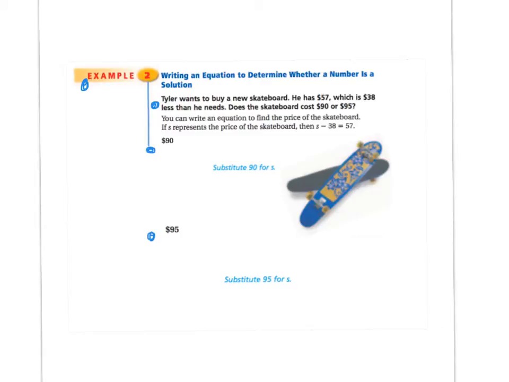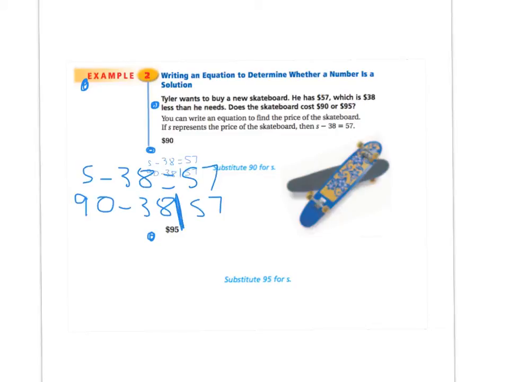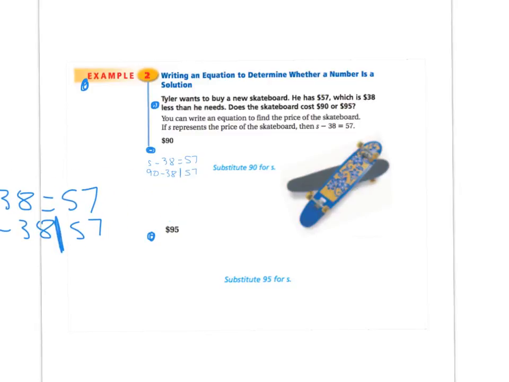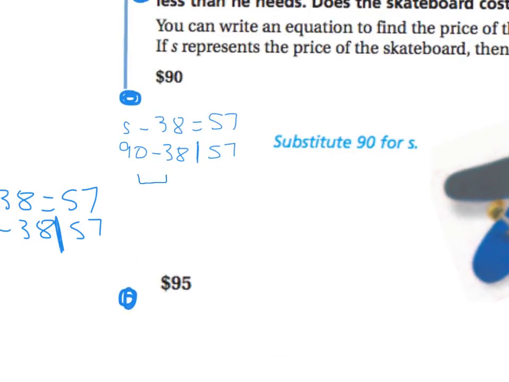So I'm going to write the equation S minus 38 is equal to 57. And I'm going to try 90. So 90 minus 38, and I'm going to put the line down underneath my equal sign, 57. Now, if 90 works, then I will have 57 on both sides. But 90 minus 38 is 52, and 52 is not the same as 57. So I would say no to 90.